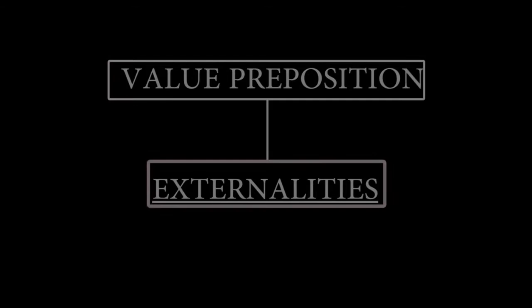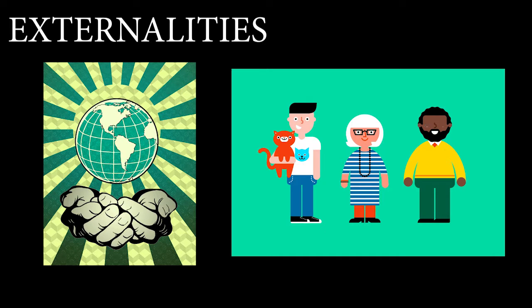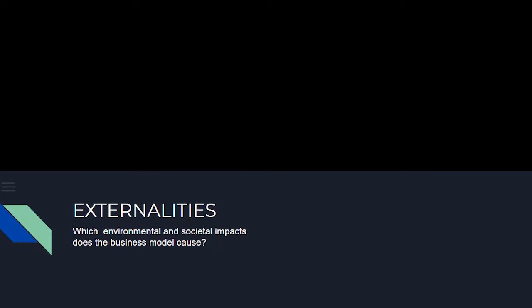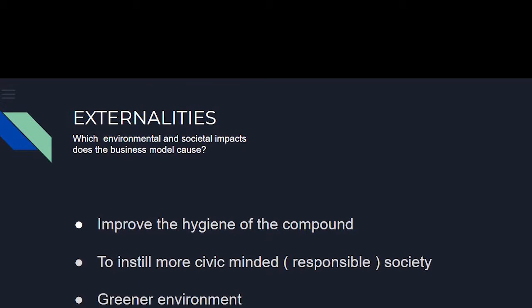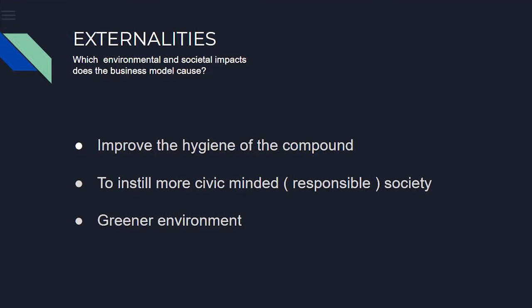Under value proposition, there are externalities. Externalities are how the product impacts the environment and society. The externalities of our product are improving the cleanliness of a compound, instilling a more civic-minded society, and a greener environment. Then I would explain the channel for the business model canvas.